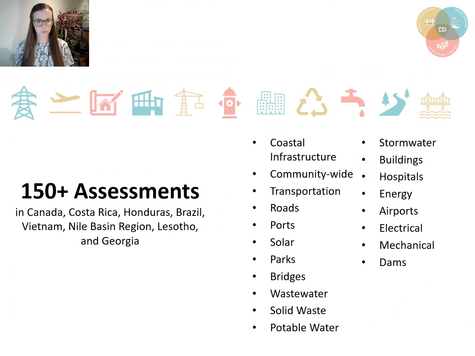To date, over 150 assessments have been conducted in Canada, Costa Rica, Honduras, Brazil, Vietnam, Lesotho, Georgia, and of course in the Nile Basin region. The assessments range quite a lot depending on the infrastructure type, so we've seen things like coastal infrastructure, transportation and roads, ports, electricity and solar systems, bridges, wastewater, water treatment, and stormwater, different types of buildings and hospitals.